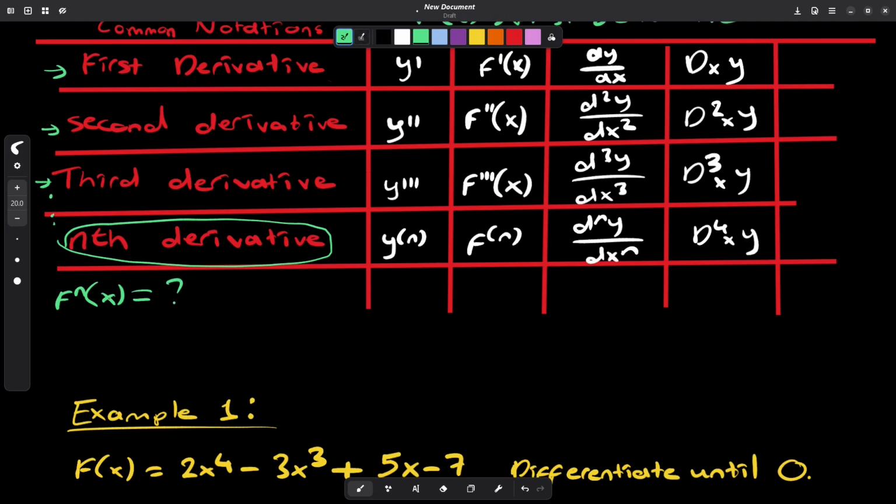Nth derivative is a formula, because if you find nth derivative of a function, you can plug in any number for n to figure out any derivative. Fifth derivative, sixth derivative, seventh derivative. So this is the formula for the nth derivative.